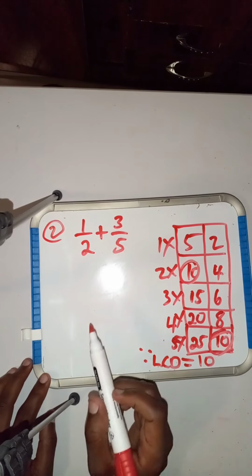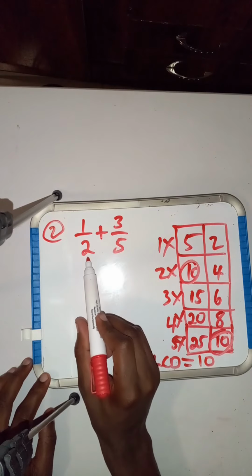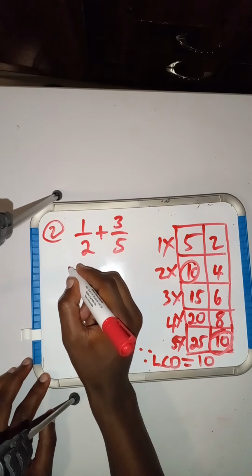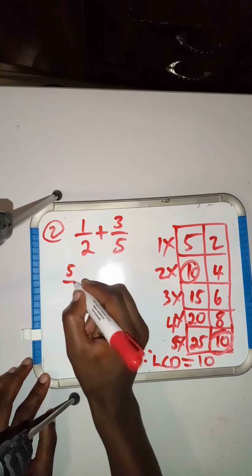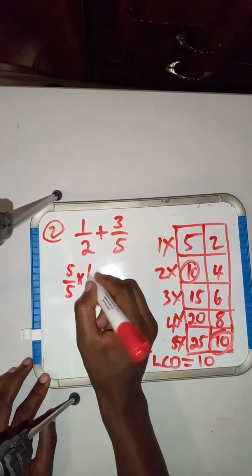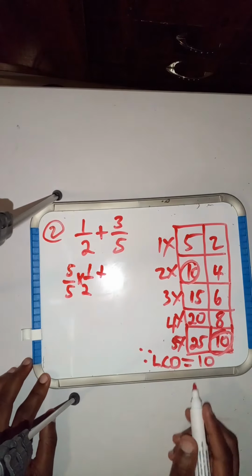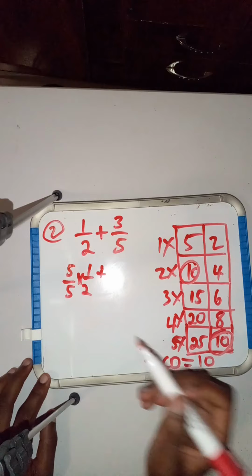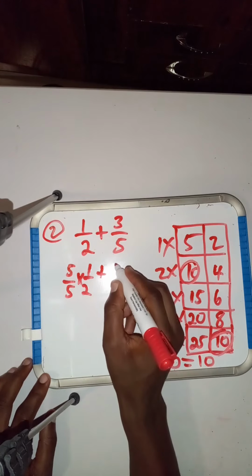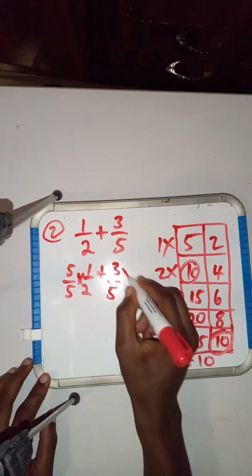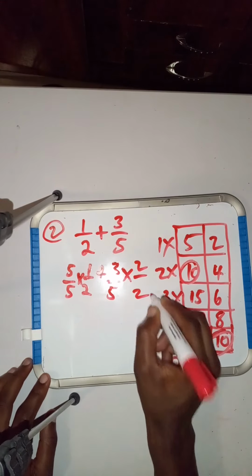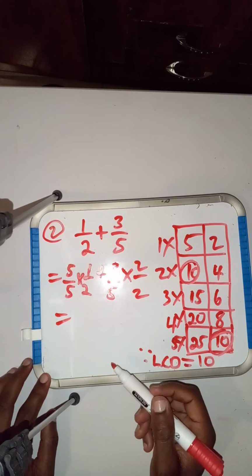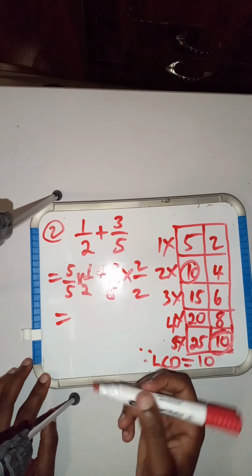Okay, now we need to ask ourselves which number we need to multiply by 2 in order to get this 10. Then now we need to multiply. We will have 5/5 multiplied by 1/2 plus. Again, you will need to ask yourself which number you need to multiply by 5 in order to get this 10. That number is 2. You will have 3/5 multiplied by 2/2. Remember that if you multiply the denominator, you also need to multiply the numerator. You multiply the numerator, you multiply the denominator.